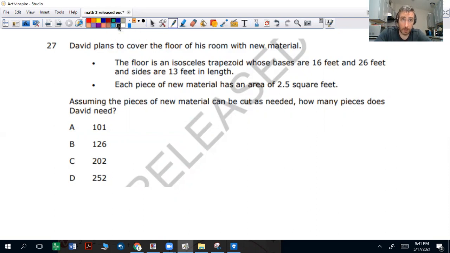Okay. Isosceles trapezoid is a four-sided figure with two parallel sides, and if it's isosceles, that means you have two sides that are equal. So let's label this. That's your floor. Bases are 16 and 26. So we'll make that 16 and this 26, and the sides are 13.